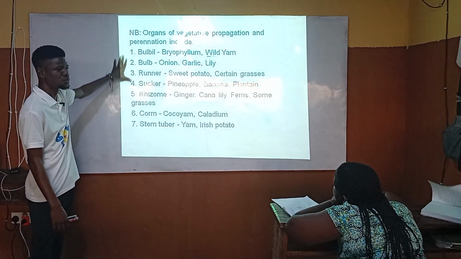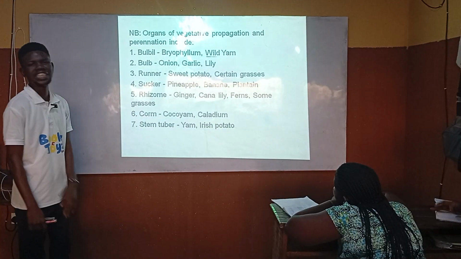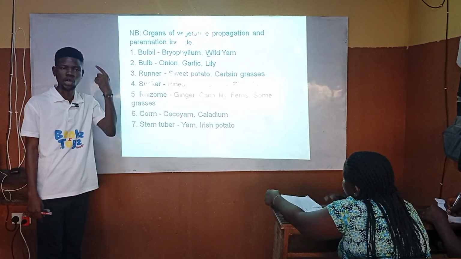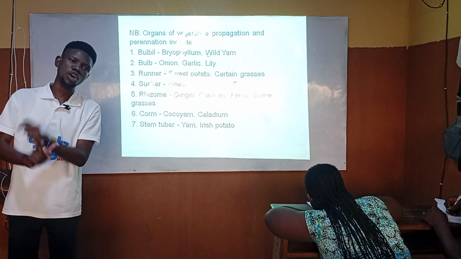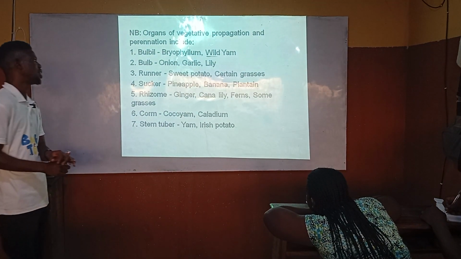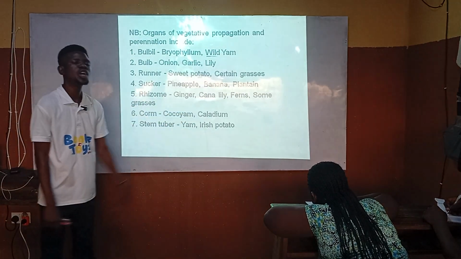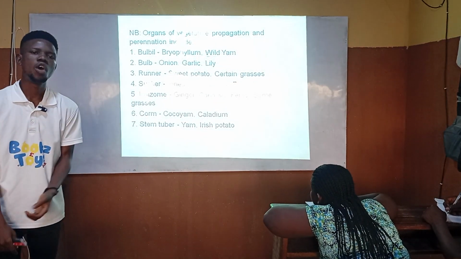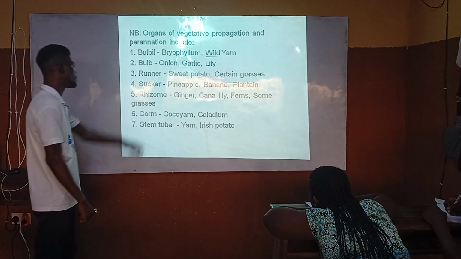Oftentimes, questions come out from this part in exam. So you need to make a list of these things on the board now and try as much as you can to recall them. Of course, you all know bulbs now. What are bulbs? Onion, garlic, what else? Lily. And you also know rhizome. Of course, you know ginger. Question can be like, what organ of perennation does ginger make use of? The answer is rhizome.